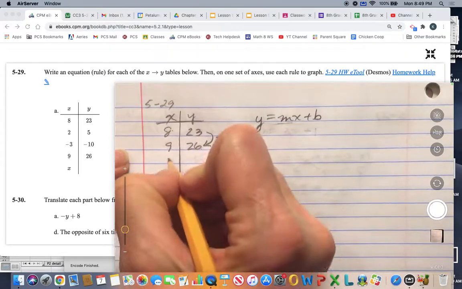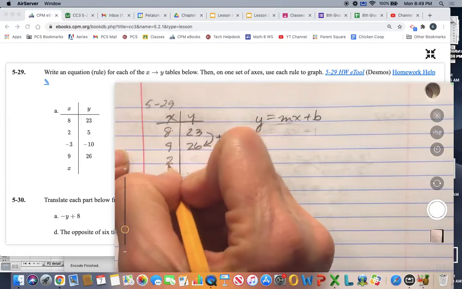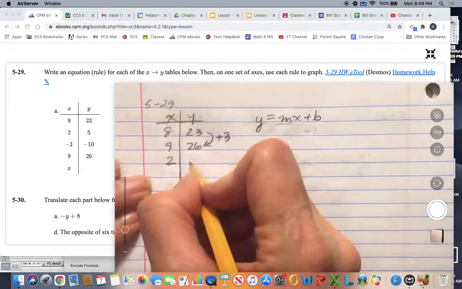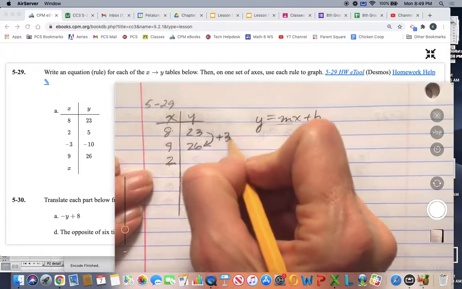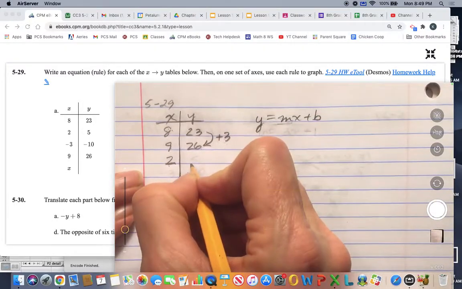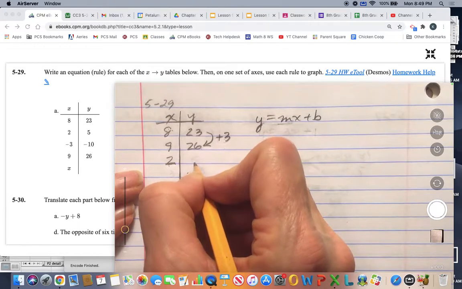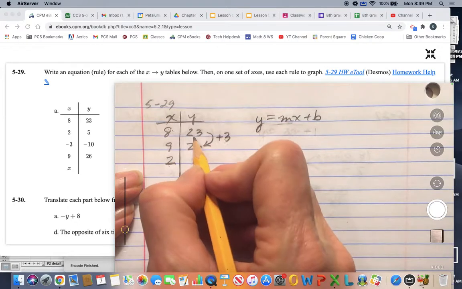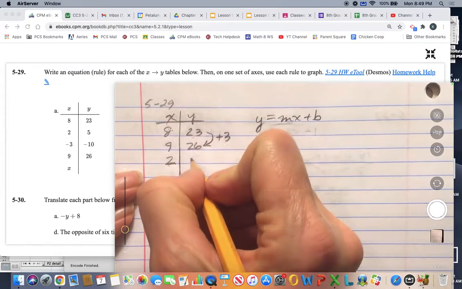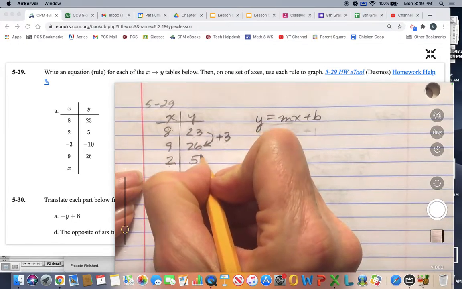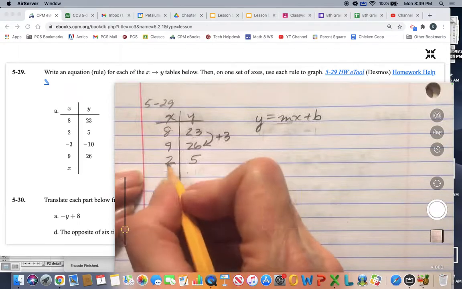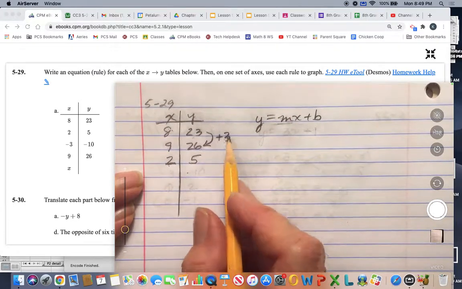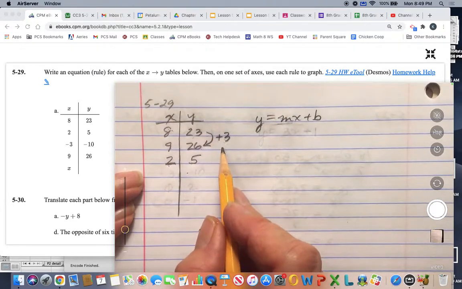So let's see. If we go from 8 to 2, we're going 6 times. And so that should be -3, 6 times. So 3 times 6 is 18. And if we subtract 18 from 23, do we get 5? And yes, we do. So that matches up. So we know that our +3 number is correct.